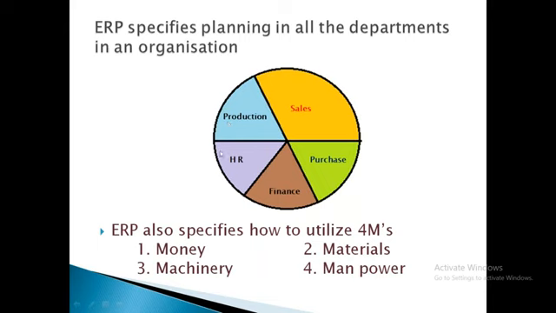If you take a company, you will have various departments. You will have sales department, purchase department, finance department, HR department, production department. And ERP specifies the planning in all the departments in an organization. If you have proper planning in all the departments, then only we can see the success of the organization.